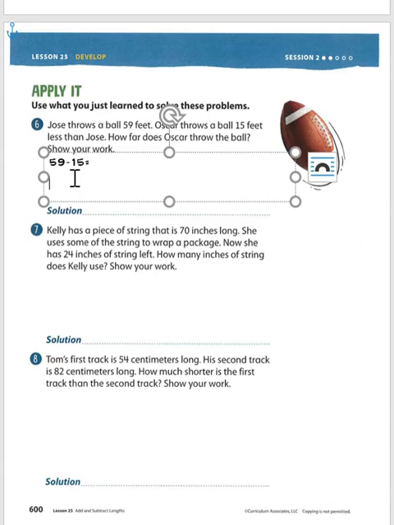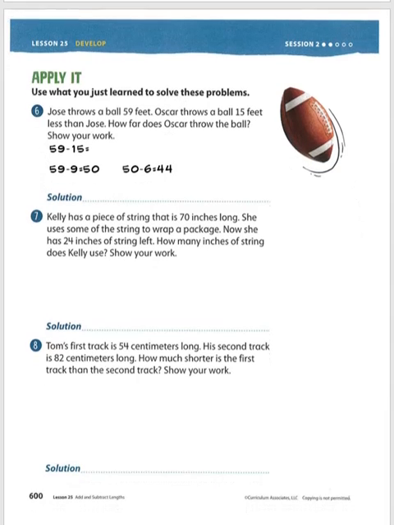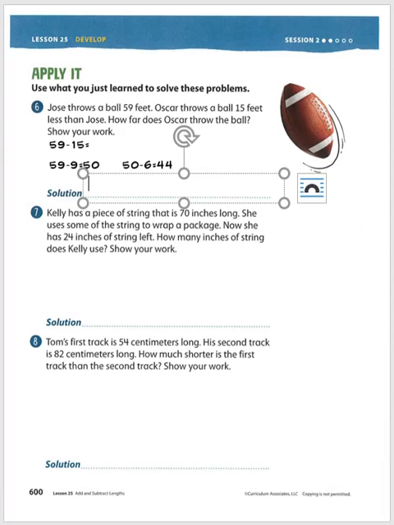59 minus 9. 59 minus 9 is equal to 50. So I've taken 9 away from my 15, and now I have 50, and I'm going to minus what? How many do I have left? I took 9, I have 6 left. Minus 6, which is equal to 44. So my answer is 44 feet. Oscar throws it 44 feet.